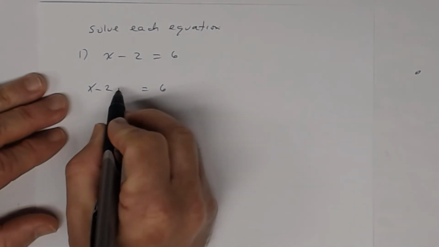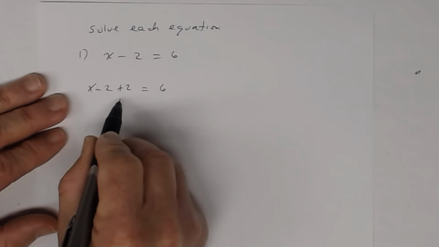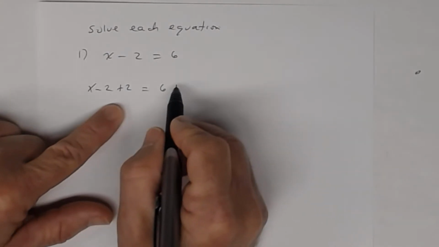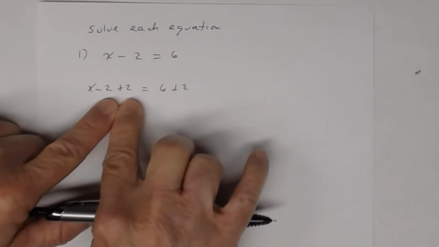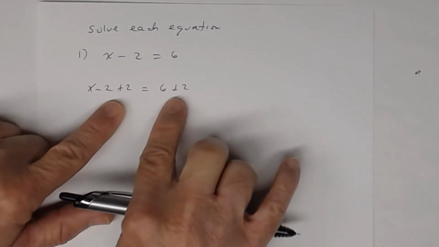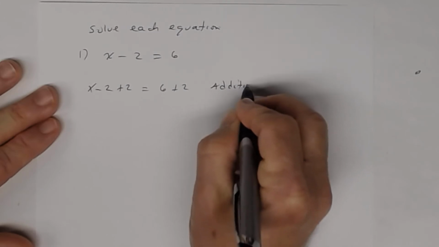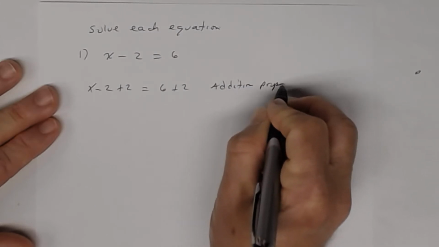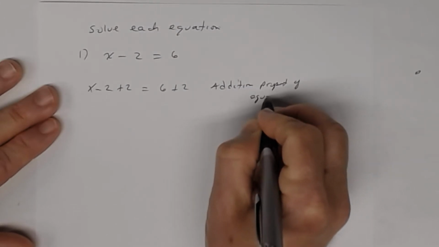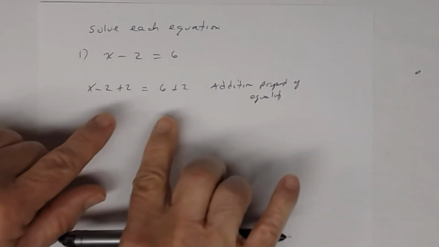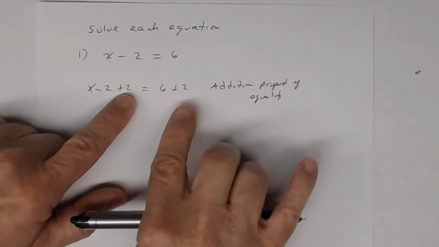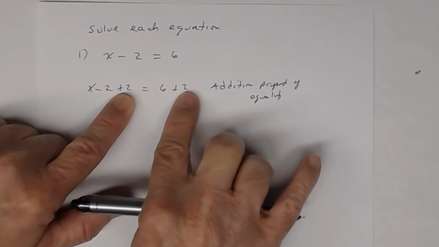So I want you to notice something. If I add 2 here, and again, I have to add it to both sides, right? What you do to one side, you do to the other side. That's the addition property of equality. So I'm using the addition property of equality. I'm adding 2 to the left side, and I'm going to add 2 to the right side.